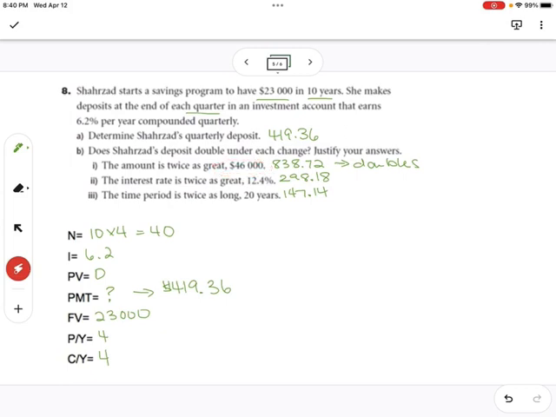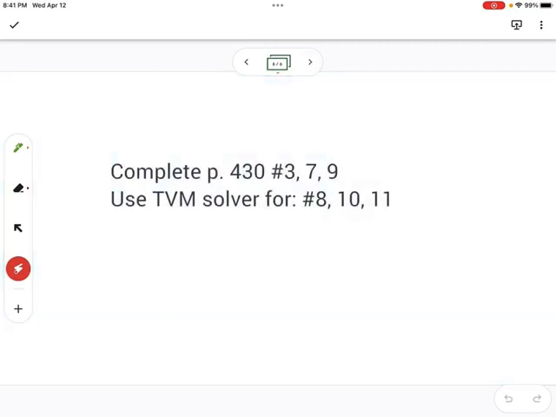Okay. So same thing goes with the TVM solver. You're determining whether you are dealing with the present value or future value to know where that amount goes. And the other one will be 0, and you're working to solve from there. Okay, so here are the textbook questions for today. You'll be doing some using the formula and then other ones using the TVM solver. Let me know if you have any questions.